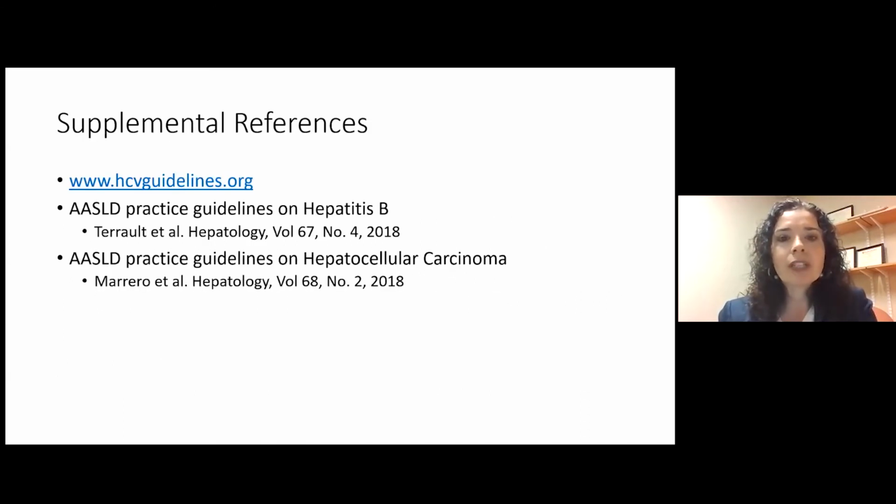These are some of the references that I used, and again, these are the guidelines to look for treatment guidance in hepatitis B, and also HCV guidelines if you have questions regarding HCV.